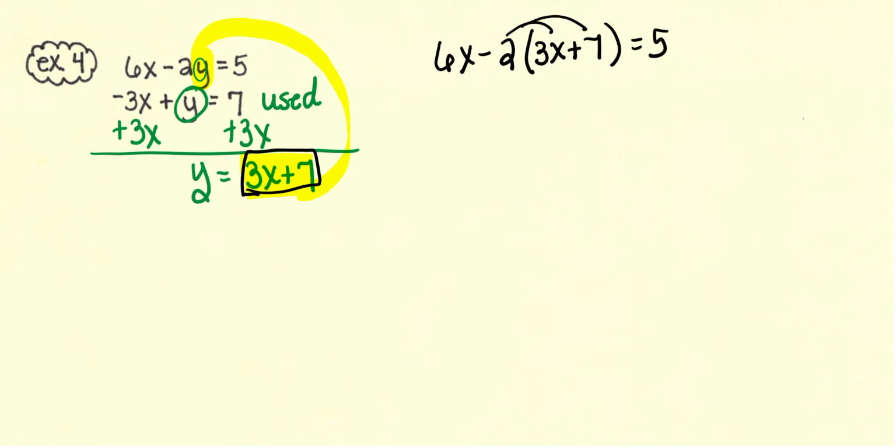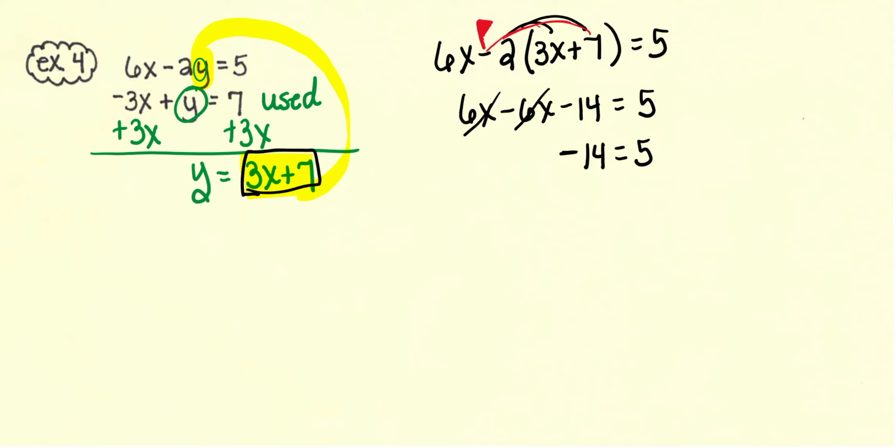Distribute. Now with that negative sign, I'm going to be so careful. In fact, I'm going to draw a red warning flag so that that negative distributes to everybody. So 6x, negative 2 times 3 is negative 6x. Negative 2 times 7 is negative 14 is equal to 5. Right here, when I collect my like terms, the x's cancel. And all I'm left with is negative 14 equals 5.